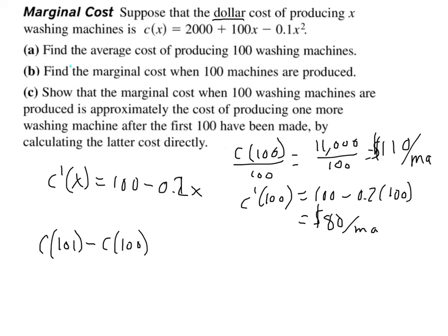So this is total cost. If we want to find out what the 101st machine would cost, we have to take the 101st total minus the 100 total and find it. And when you plug those in, you get about $79.90. So that would be showing that producing one more pretty much matches the cost. The marginal cost pretty much matches the actual cost of producing one more of these.